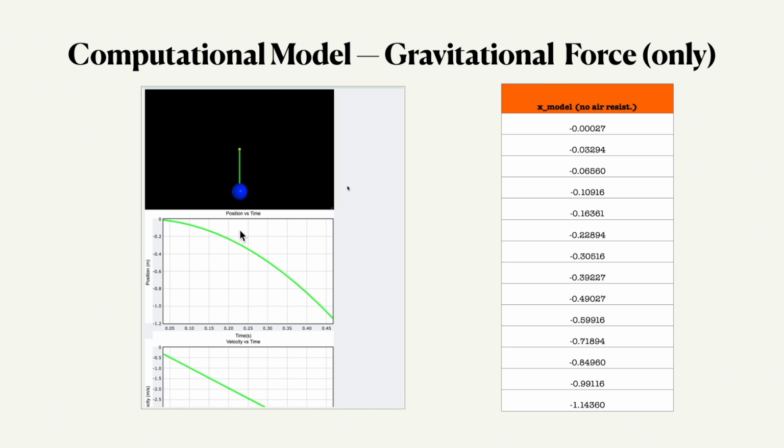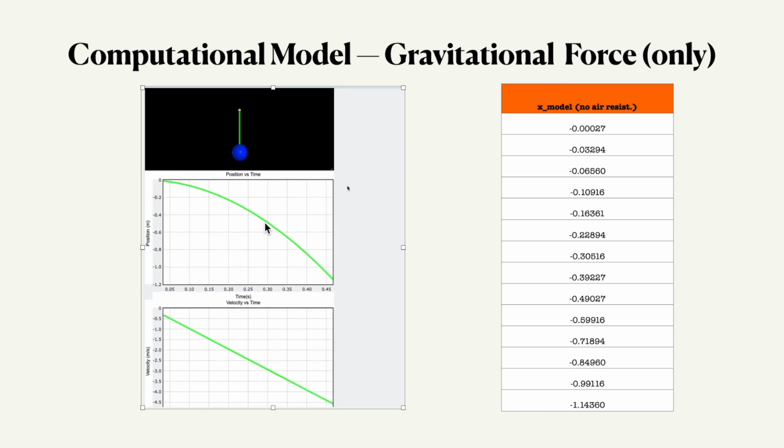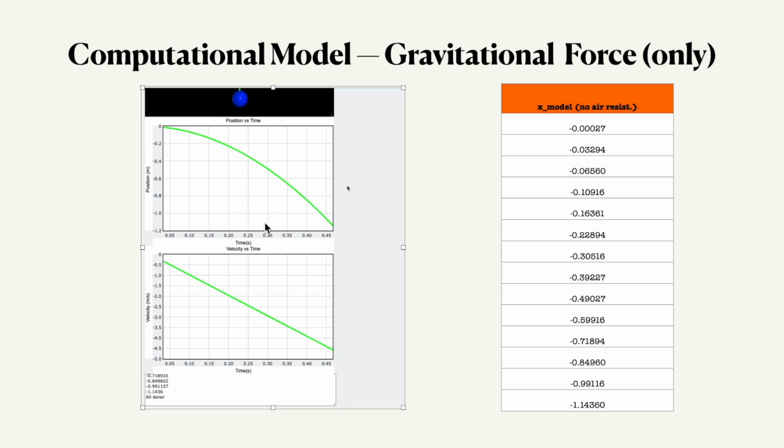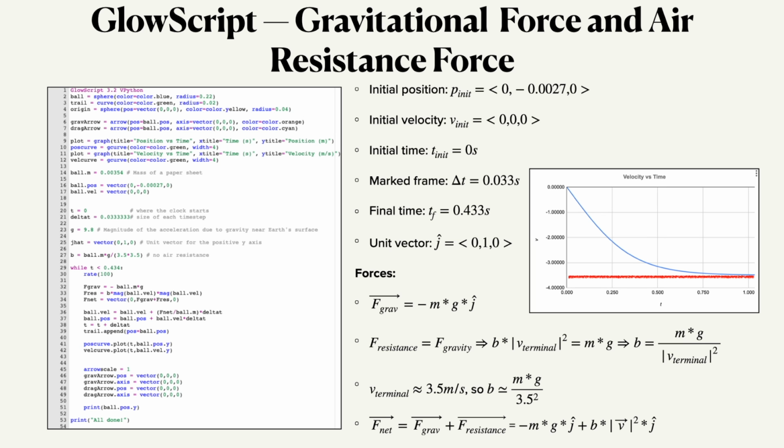After running the program, I observed a 3D motion of my model and analyzed two graphs: position versus time and velocity versus time. I also created a table with predicted values of time and position. After the first model, I created another computational model with the same initial values of position, velocity, and time. However, this time I considered air resistance in my computations of the net force.